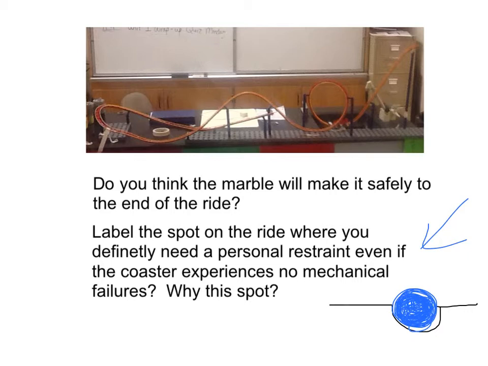Then I want you to label the spot on the ride where you definitely believe you would need a personal restraint, a seatbelt or a harness, even if the coaster were not to experience any mechanical failures. So the coaster's not going to suddenly stop or anything like that. It's just going to go right through nice and smooth. But where, anyway, would you still feel you would need some kind of personal restraint device? And you can only pick one spot, so pick the spot where it's the most important that you have it. And I want you to label that and explain to me why that spot needs a personal safety restraint.